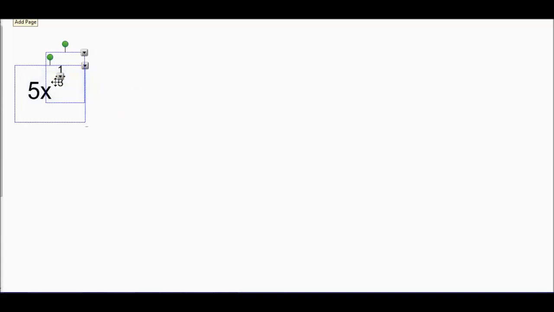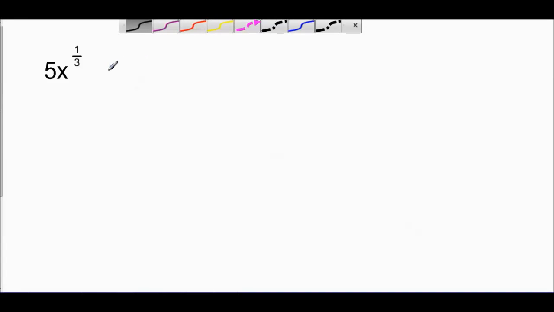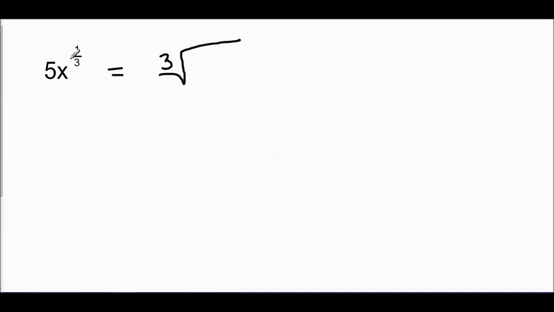Okay. 5x to the 1/3 power. So first let's put that into radical form. This is going to be the third root. The 3 was underneath now, so it's going to swap and come over here. And the 1 is only applied to the x, and it's to the first power, so I don't really have an exponent underneath there. And actually, the 5 is not part of the third root. Only the x is part of the third root. So the 5 comes out in front.